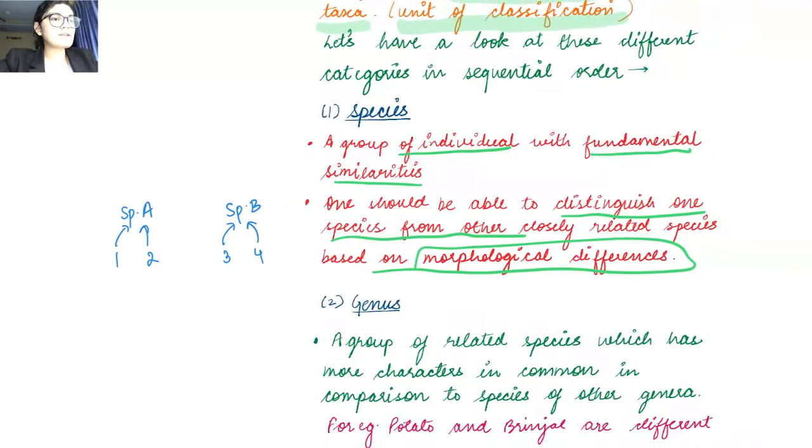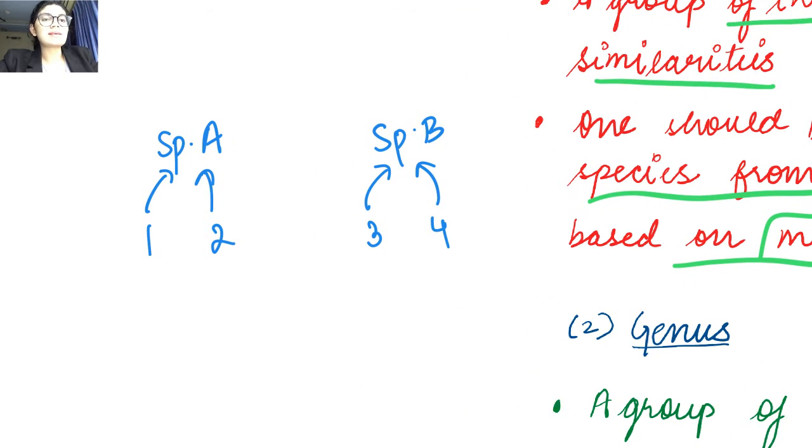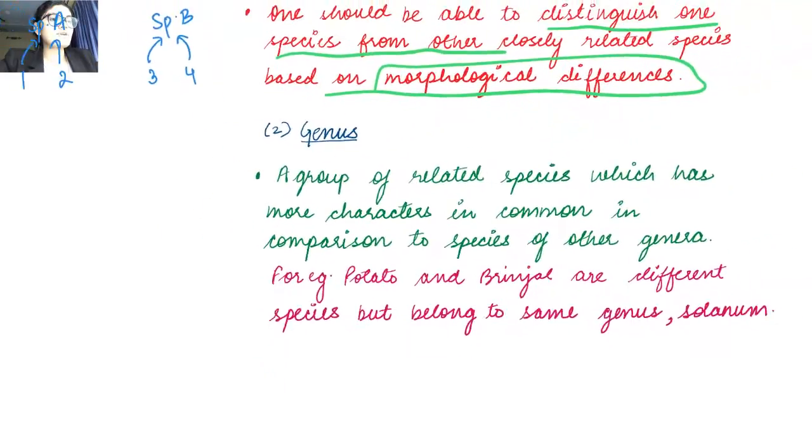So ये हुआ first class, that is a group of individuals with fundamental similarities will belong to the same species. And second clause है, one should be able to distinguish one species from another closely related species based on morphological differences. इसका मतलब ये हुआ कि you should be able to differentiate species A from species B सिर्फ बाहर से देखकर. So 1 and 2 might be similar, but they can be differentiated from 3 and 4 बाहर से देखकर. Understood?